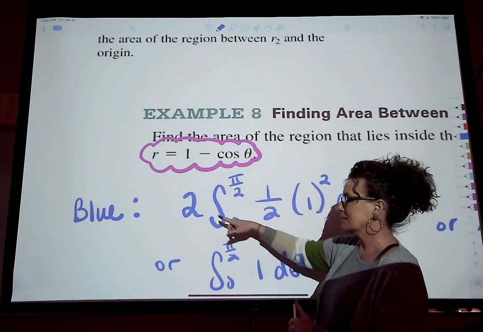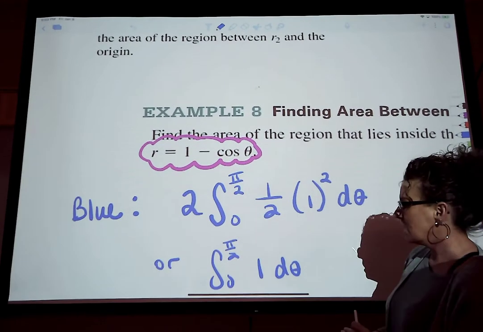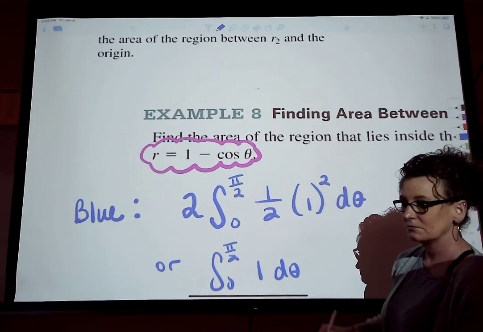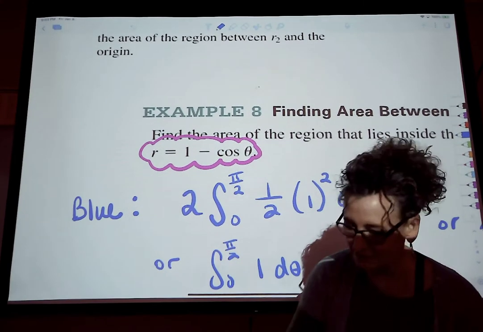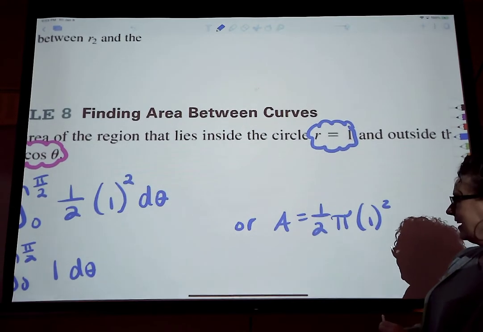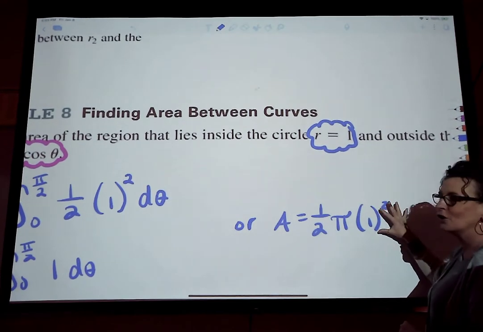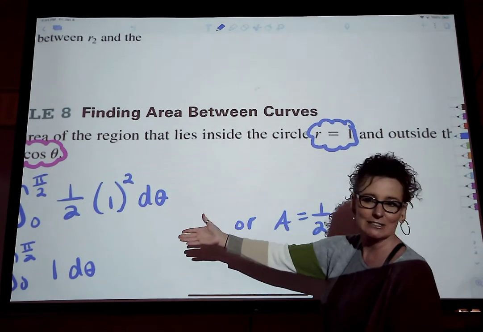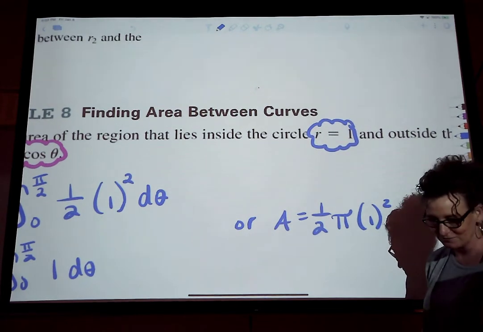There are other things you could have done. Instead of doubling it, you could just go from 0 to pi or whatever. These cancel out. Or you could ditch calculus altogether and say, well, good grief, it's just half of a circle with radius of 1. You just use the area formula. You didn't even have to use an integral on the blue portion. The pink portion, different story.